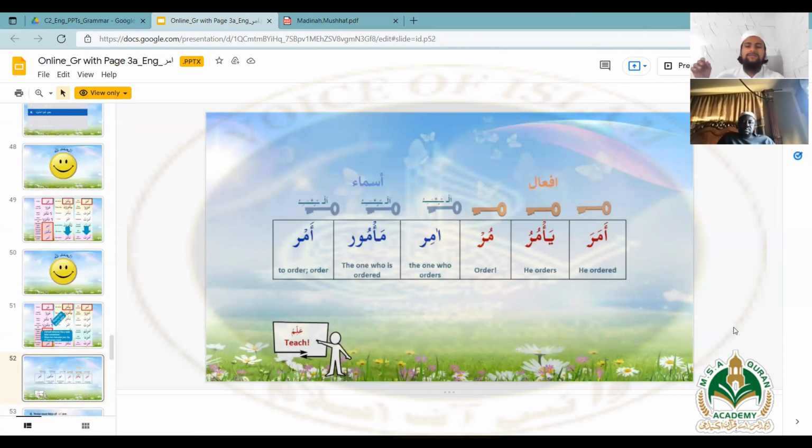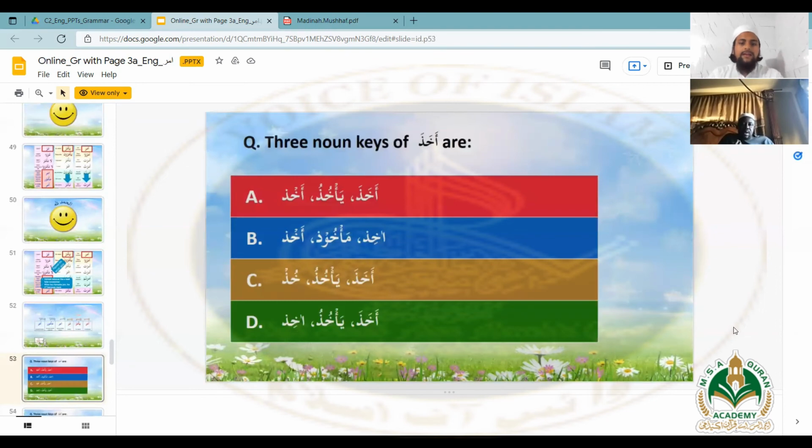Oh, short table. Let's do that also. Amara is the keyword of madi. Ya'muru is the keyword of mudari, meaning present and future. Ya'muru, he orders. Mur, order. Amir, the one who orders. Ma'mur, the one who is ordered. Amr, to order, or order.